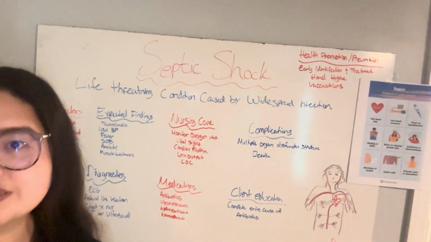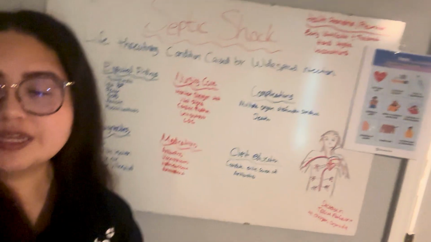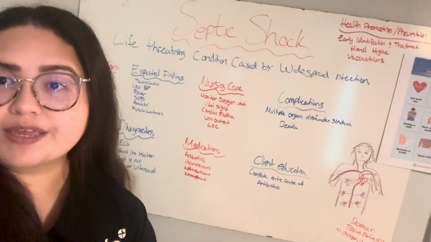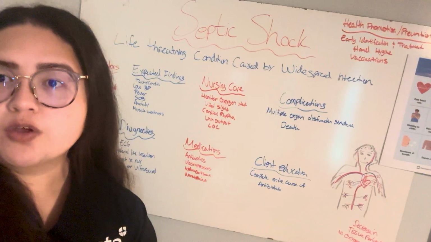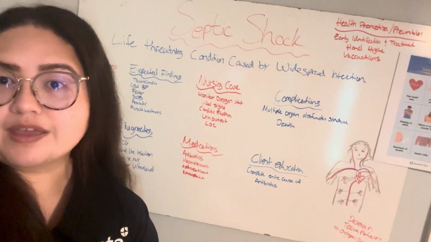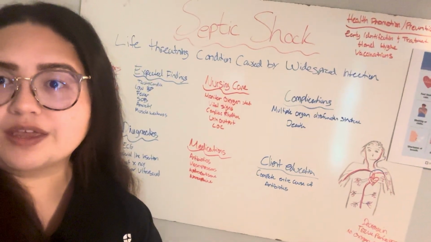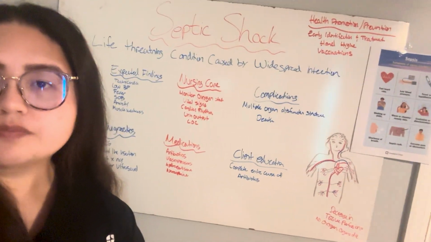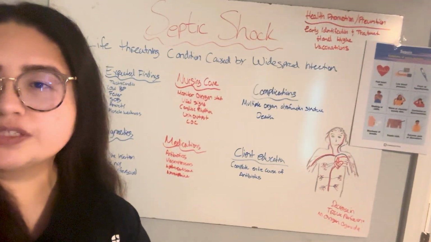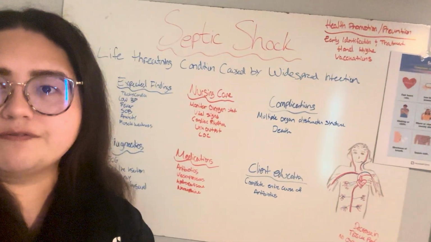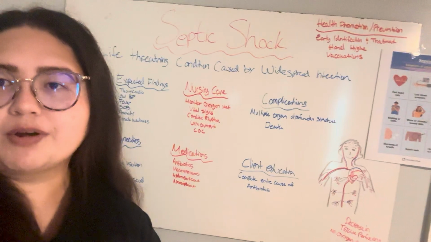Today we'll be discussing septic shock. Septic shock is a life-threatening condition. It's caused by a widespread infection. Normally it's gram-negative. This leads to very low blood pressure and organ dysfunction. Some common infections include pneumonia, UTI, blood infections, and abdominal infections.